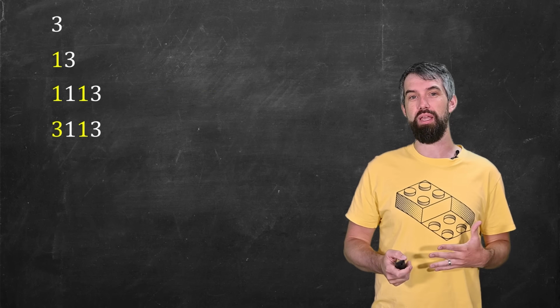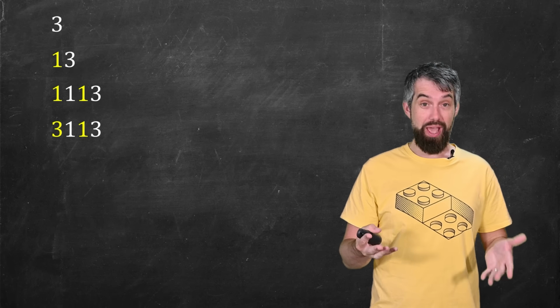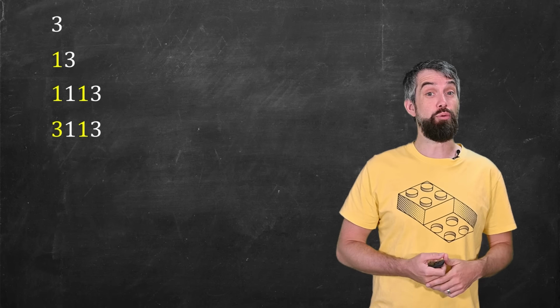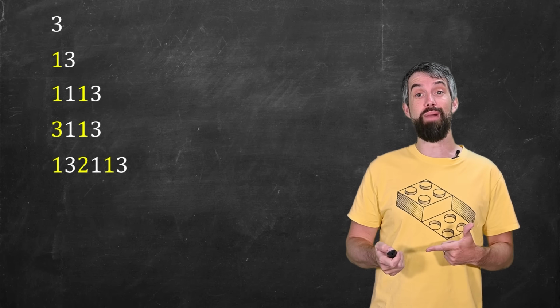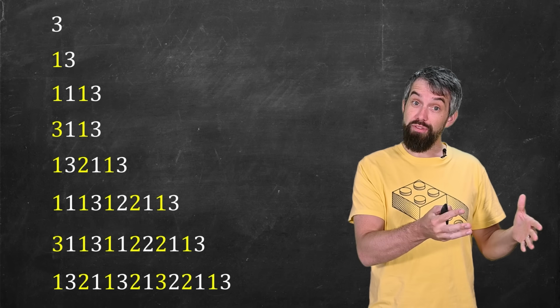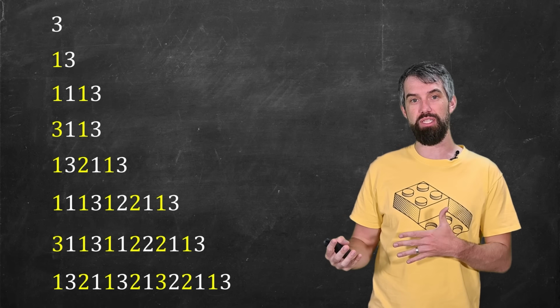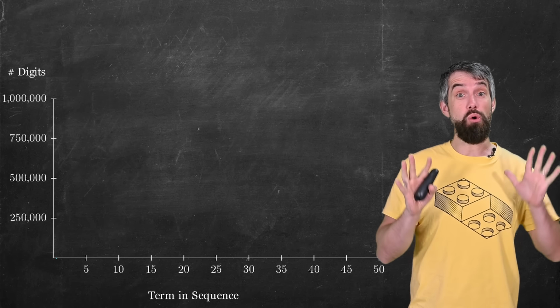3 1 1 3. This is sometimes called the look and say sequence. You just write down the way that you would say it. Then it's 1 3, 2 1s, and 1 3, and I can just keep on going, getting term after term after term, where I look at the previous one, and then I say out loud how many 1s and 2s and 3s there are.